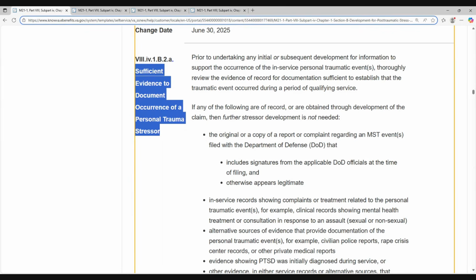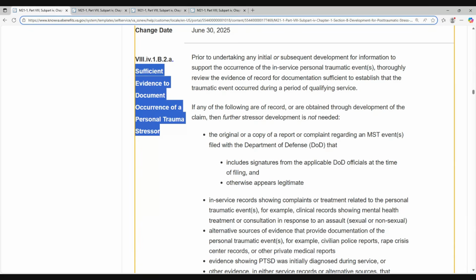But when the MST coordinators and the reviewers for the personal trauma stressors are reviewing this, they want to go to the objective evidence first. So if you have said objective evidence, you will want to lead with this. Objective evidence is the easiest way. I'm not going to say that one's better than the other because sometimes we only have what we have.